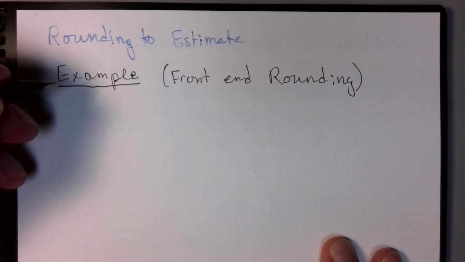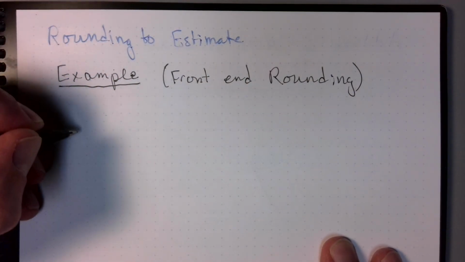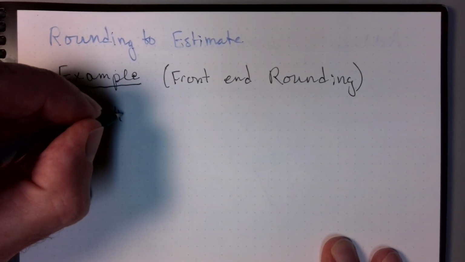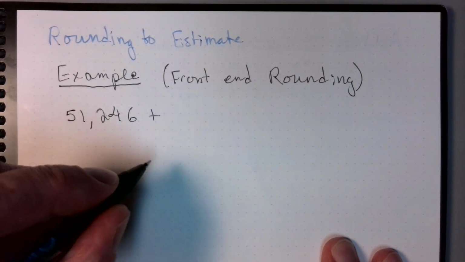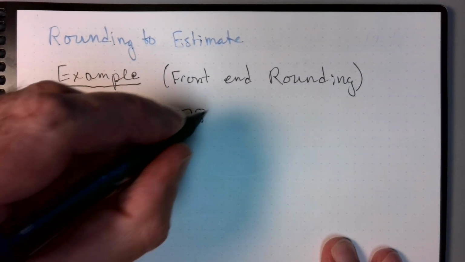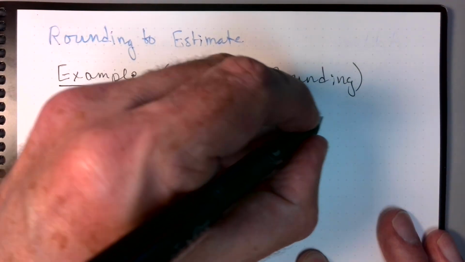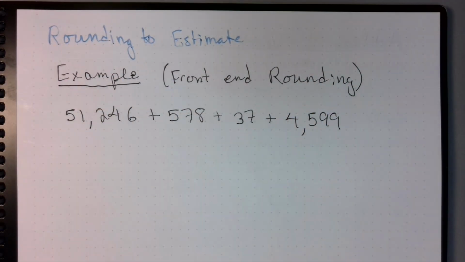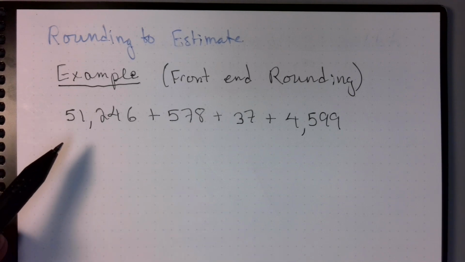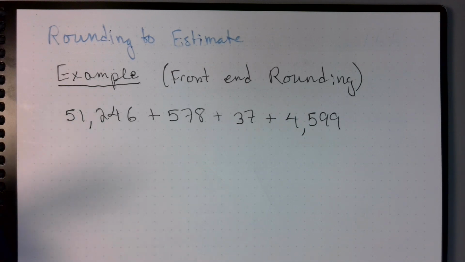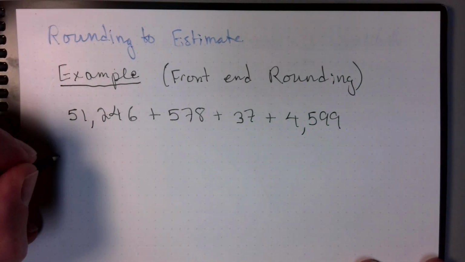Okay, so let's say we had to do something like this. We have to add 51,246 plus 578 plus 37 plus 4,599. Okay, so 4 numbers, one of them is really big, a couple of them are kind of big. We could knock it out in column form if we had to do this, but if we just need an estimate, I'll do something like this.